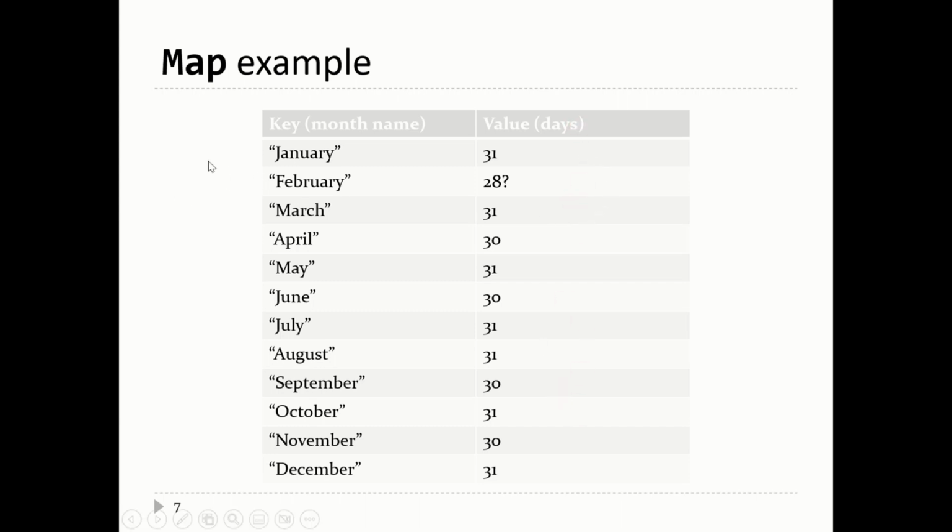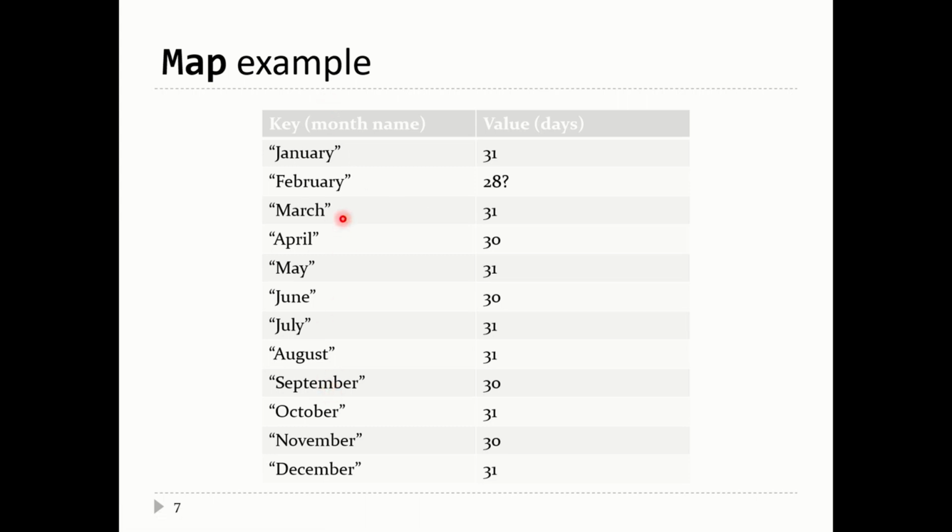Your second column, these don't have to be unique. And the way you read this is you just look at each row. So the key January maps to the value 31. So in other words, January has 31 days. The key February maps to the number 28, maybe 29 if it's a leap year. The key March maps to the number 31, and so on and so forth.